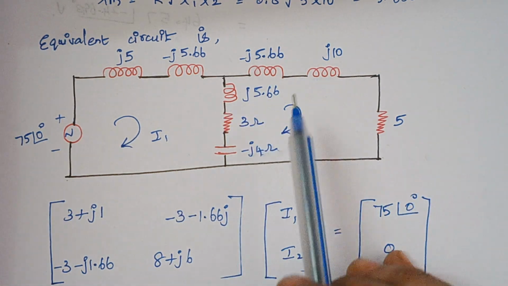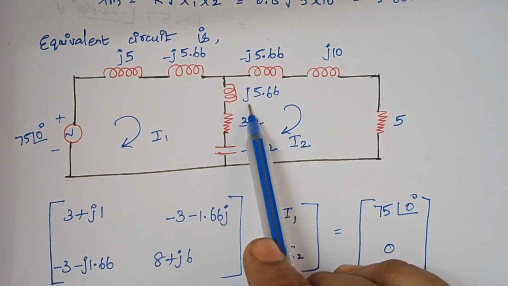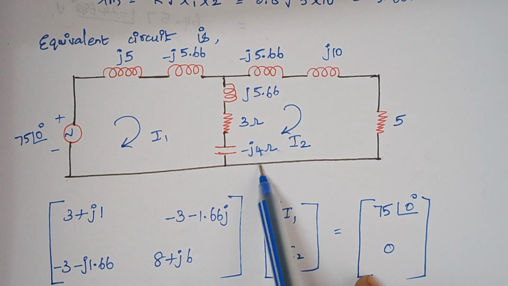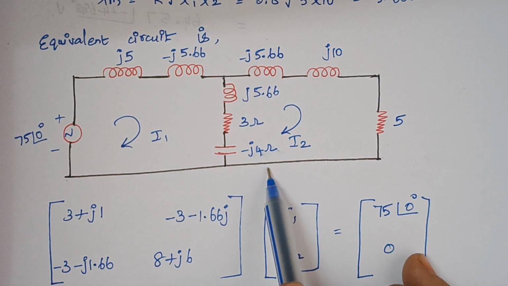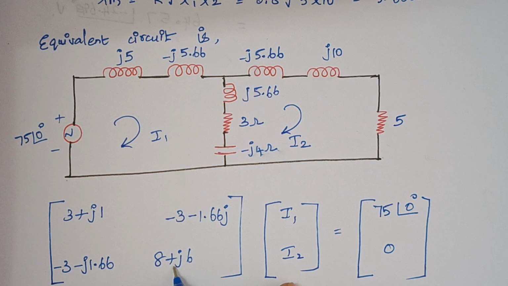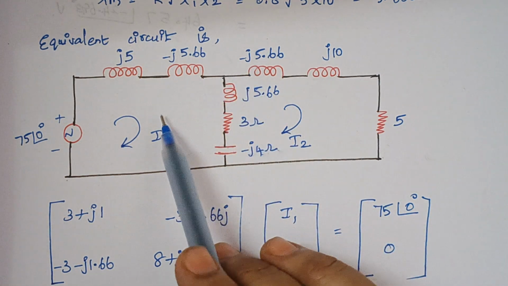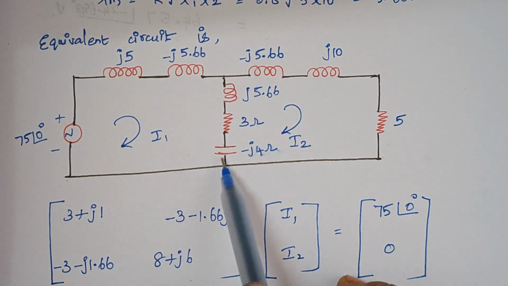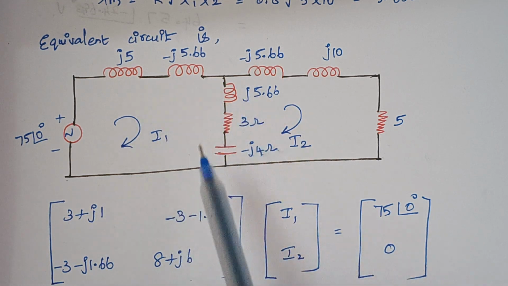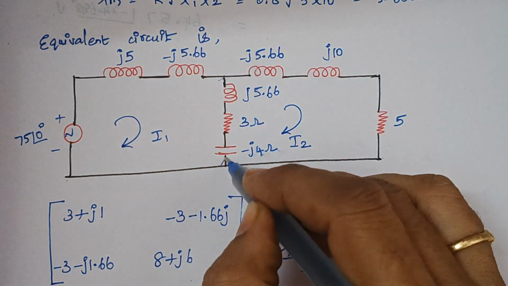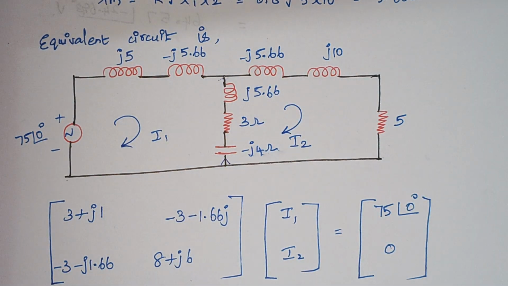Again, when you look at the second loop, these two terms will get cancelled and the remaining term will be j10 and minus j4. So 10 minus 4 will give you 6, and 5 plus 3 will give you 8. Therefore, 8 plus j6. And here the elements which are common for loop 1 and loop 2 are these elements. So again when you look at the direction of current flow, I1 flows like this whereas I2 flows like this. They are opposite to each other. Therefore we should include a minus sign.